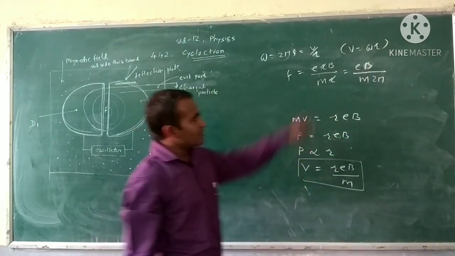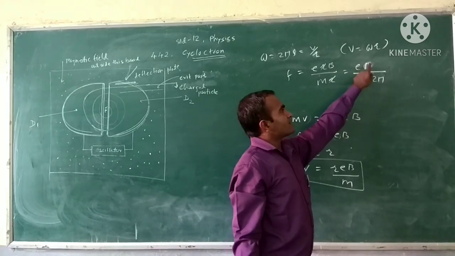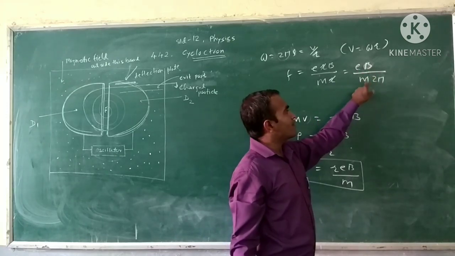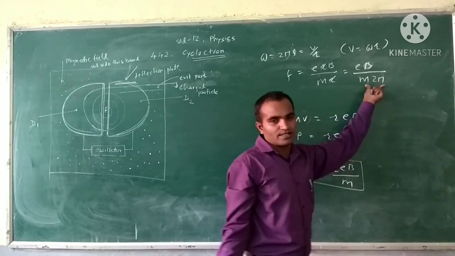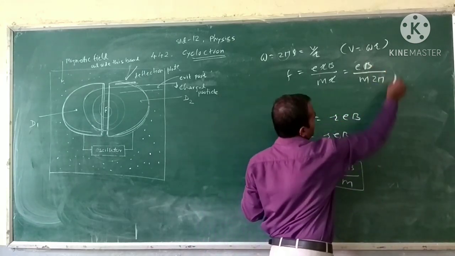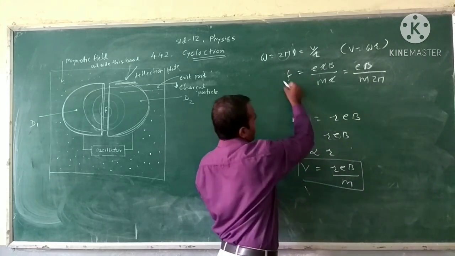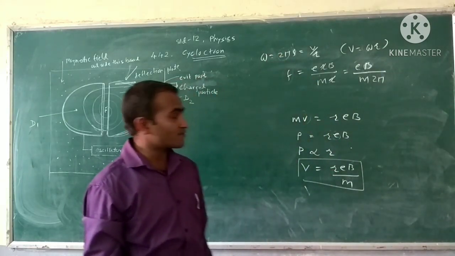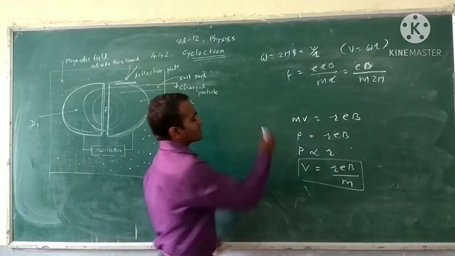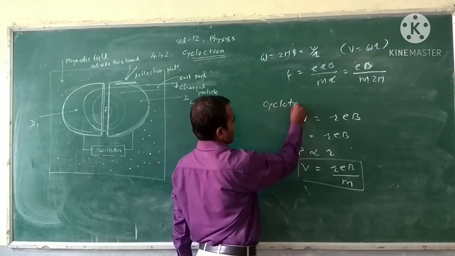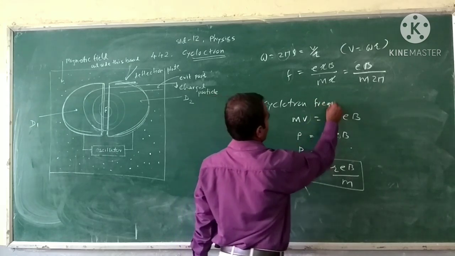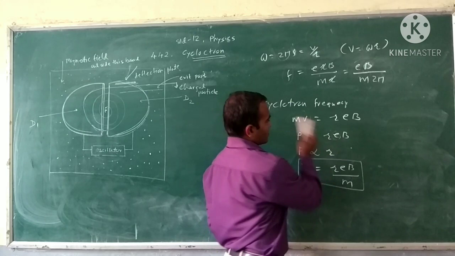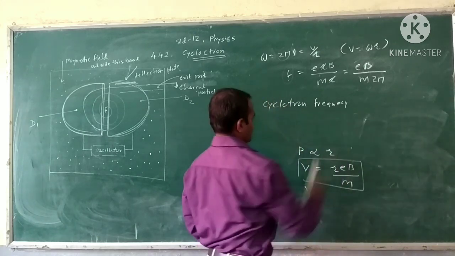You can see here E is the value of charge, B is the magnetic field which we are applying externally, which is constant, mass remains constant, and 2 pi is constant. It means if all components are constant, the frequency of the circulating charged particle will remain constant, which is known as cyclotron frequency. So we can say cyclotron frequency remains constant.